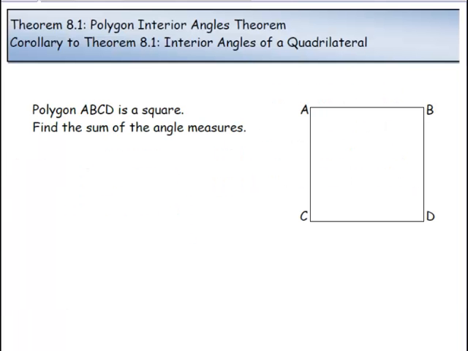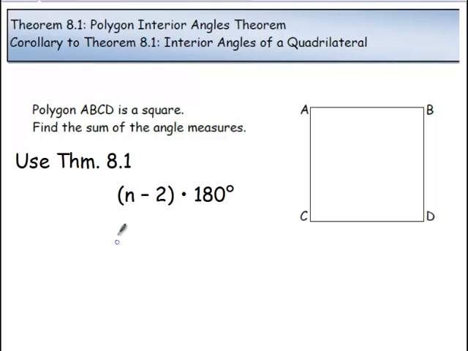Okay, so an example to practice theorem 8.1. We have polygon ABCD is a square, and we need to find the sum of the angle measures. So we want to know what is angle A plus angle B plus angle C plus angle D. What is the sum if I add all these measures? Now we're going to pretend that you're naive and that you don't know there are 360 degrees in a square. So in order to do this, we're going to use theorem 8.1, and with 8.1, there is that nice little formula where it says you take n, the number of sides, subtract 2, and multiply by 180.